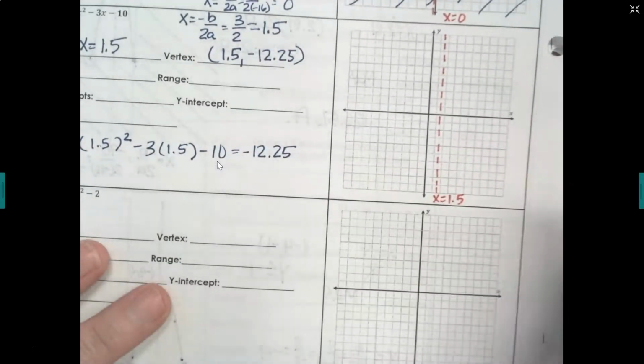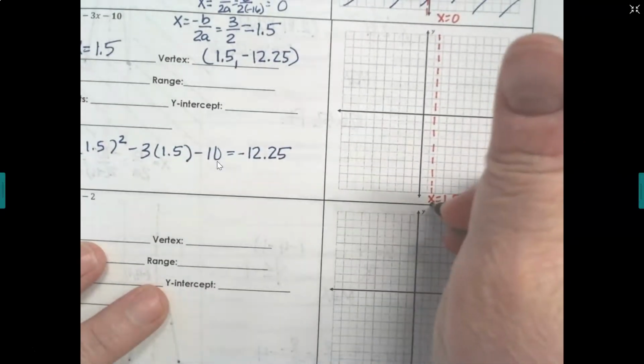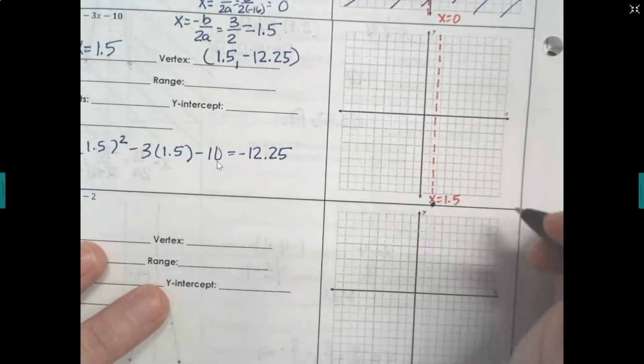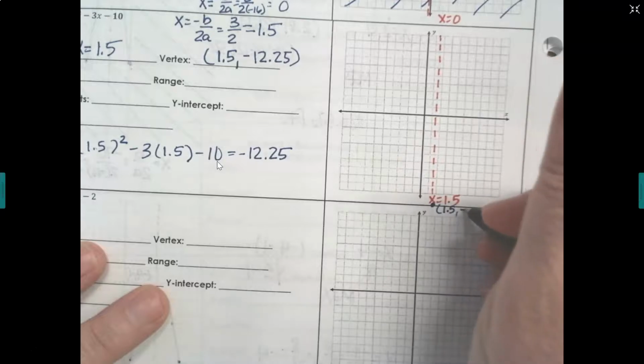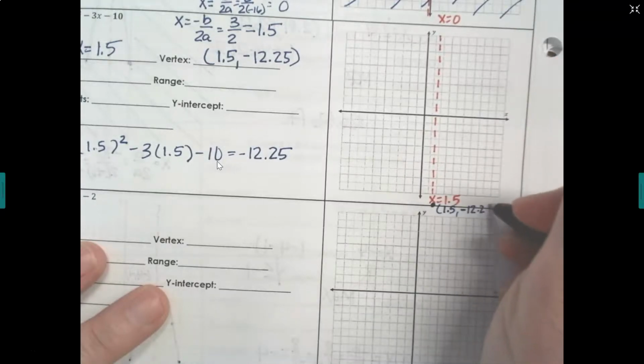So that's my vertex. It is down here. It's off the bottom of the chart, so I'm just going to make some room for it here. And we're going to say it's at positive 1.5, negative 12.25.